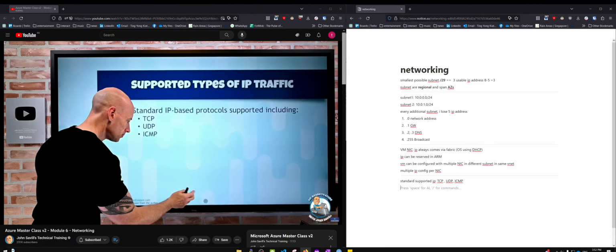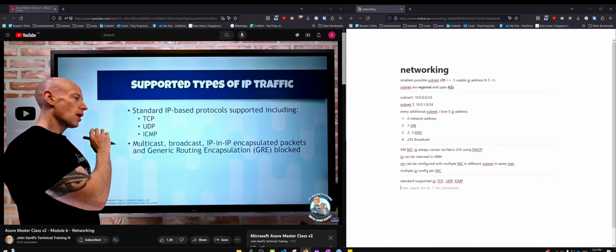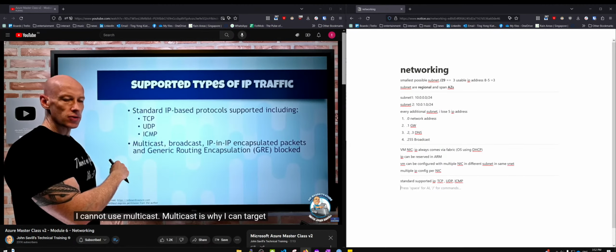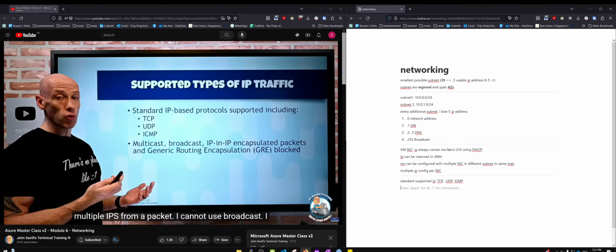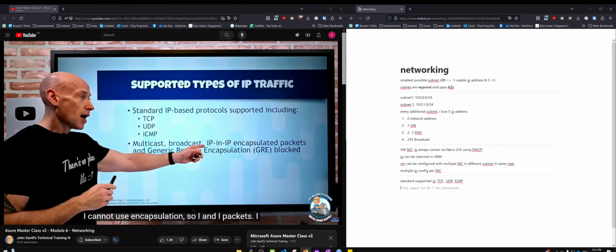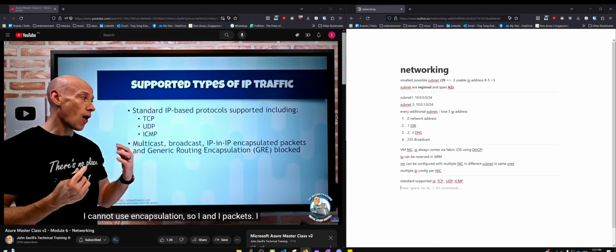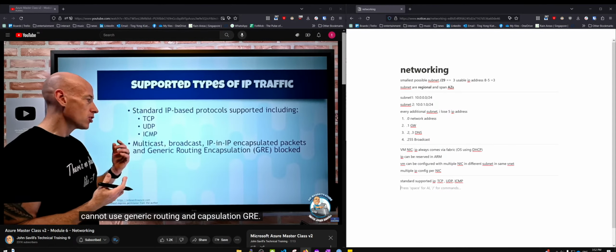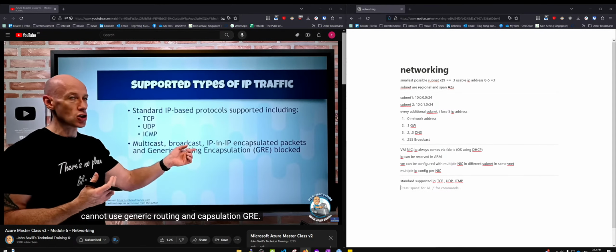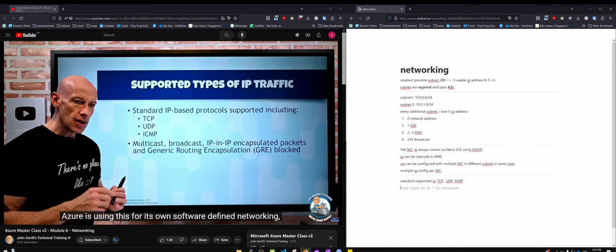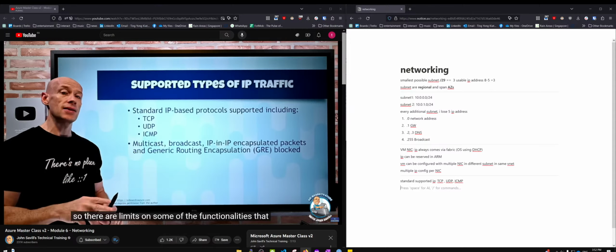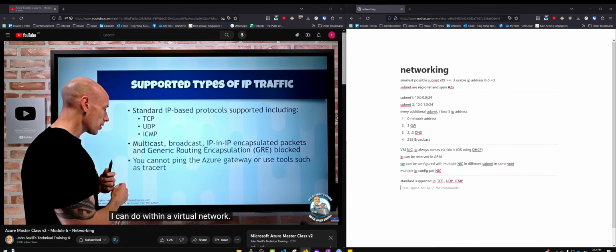Now, I cannot use multicast. Multicast is where I can target multiple IPs from a packet. I cannot use broadcast. I can't say, hey, everyone. I cannot use encapsulation, so IP in IP packets. I cannot use generic routing encapsulation, GRE. Azure is using this for its own software-defined networking. So there are limits on some of the functionalities that I can do within a virtual network.